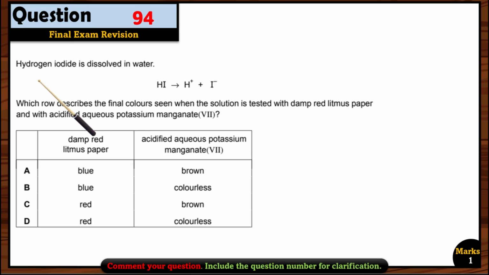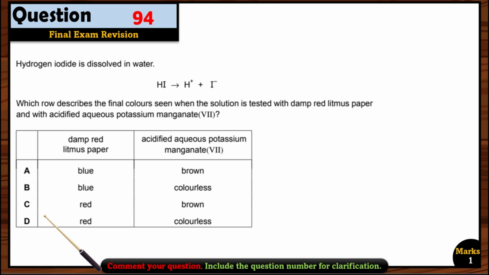Okay, let's see question 94. Hydrogen iodide is dissolved in water. Which row describes the final color seen when the solution is tested with damp red litmus paper and acidified aqueous potassium manganate? Because in the solution, you can easily see here that we have protons. So when we have protons in the solution, it means the solution is acidic. So that's why the damp red litmus paper will remain red.